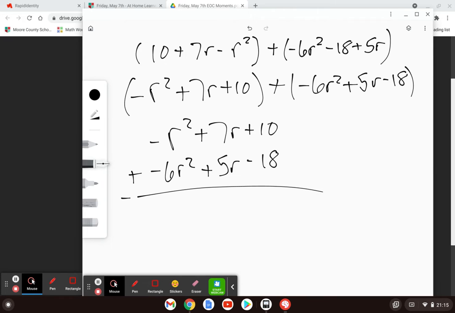All right, so negative r squared plus a negative 6r squared would be a negative 7r squared. So 7r plus 5r is going to be 12r. And then 10 plus a negative 18, or 10 minus 18, either way, gives you a negative 8. So that is the solution to that polynomial equation.